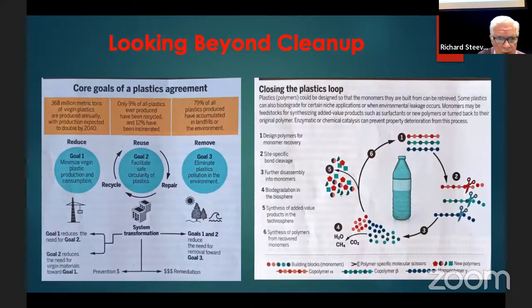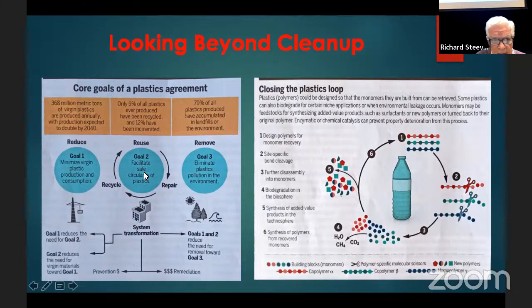On the left panel here, you have the idea of just reducing. We use 368 million tons of virgin plastics every year, with production expected to double in 20 years. And so the first goal is to minimize the virgin plastic production and consumption. Just find ways to minimize it, find other things. Just don't make so much and try and push it on people so much. The other thing is that they're pointing out that only 9% of the plastics ever produced have been recycled and 12% incinerated. So 80% are accumulating in landfills.